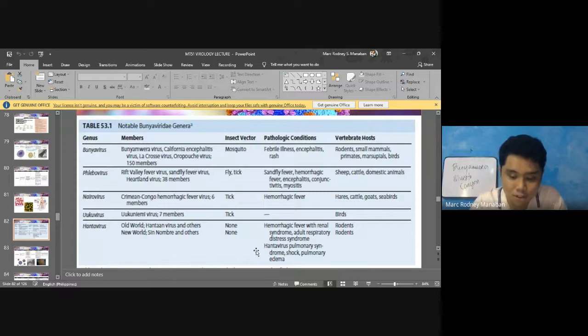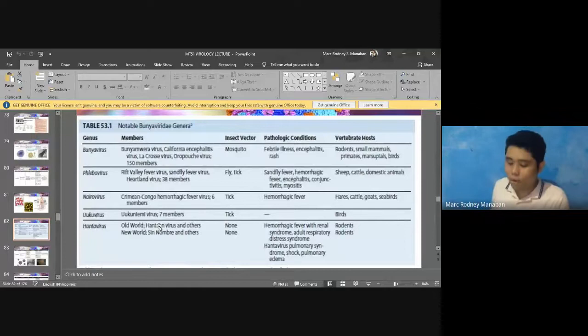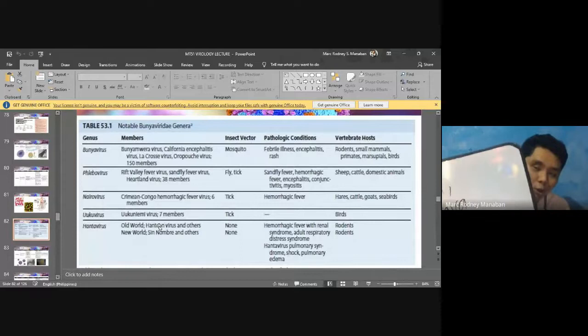Ang old world is caused by Hantaan virus. Naa pay mga Seoul virus like Seoul, South Korea. Seoul virus, you also have... hold on, you're right. This is the old world. Old world na mga viruses. You have the Seoul virus. You have the Dobrava virus. And the Puumala virus. So these are mga areas kung asa sila nakuha una. So Seoul, Dobrava, and the Puumala viruses. These are viruses found in the old world hantavirus.